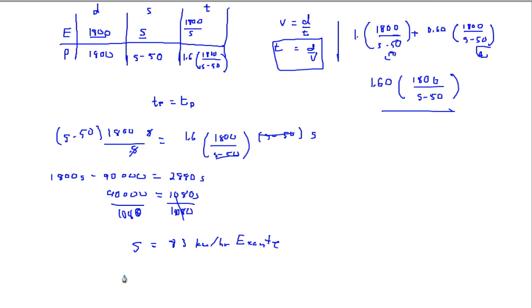And to find the speed of the Paral train, it will be s minus 50. So 83 minus 50 gives us 33 kilometers an hour.